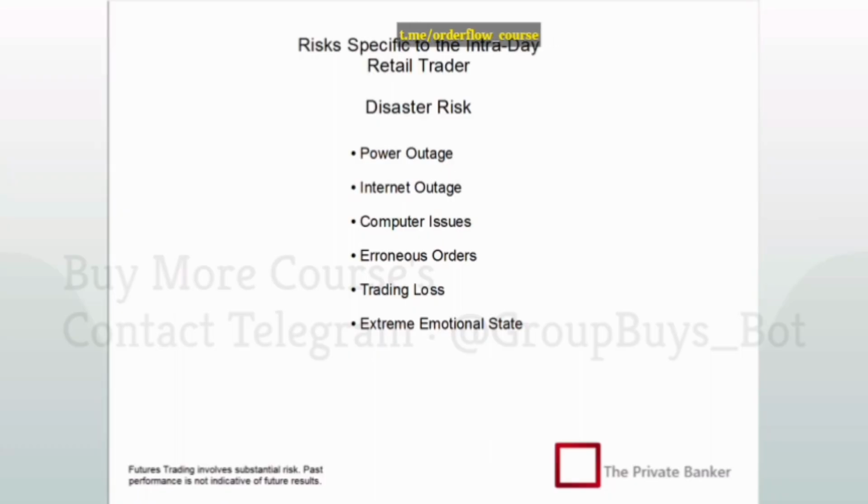Erroneous orders, kind of what I talked about earlier, just not being aware of having an order sitting in the market that you forgot about, and coming back and seeing that you have a trade on. That's obviously a scary scenario.